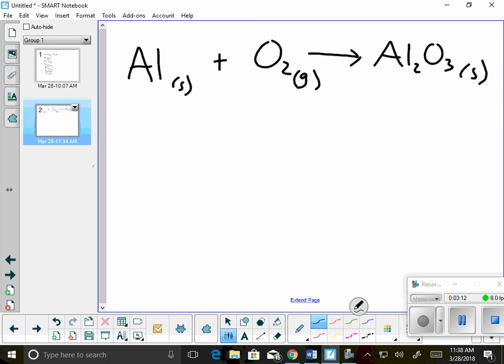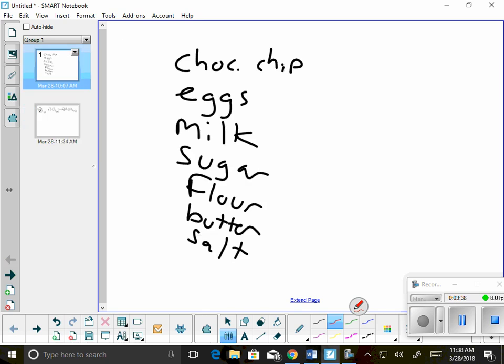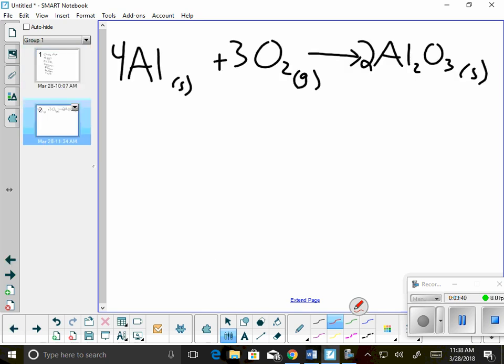What should I put in front of the Al? At first, I'd put a 2, but then my oxygens would have to be rebalanced, so I'd have to do a little bit more, or some would say 4. Eventually, I'm going to have to put a 4 in front of it to make it work. 3 in front of here, and what this balanced equation says. The reactants are our ingredients, just like our cookies before, ingredients to make cookies. For every 4 aluminums, 3 oxygens will combine with that to make 2 aluminum oxides.